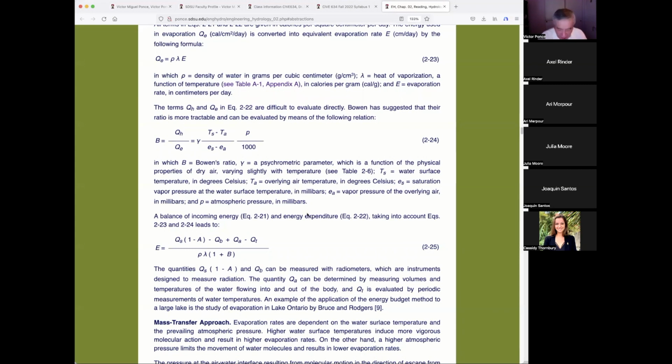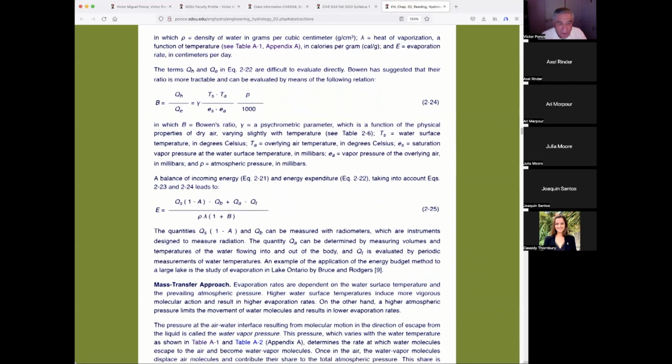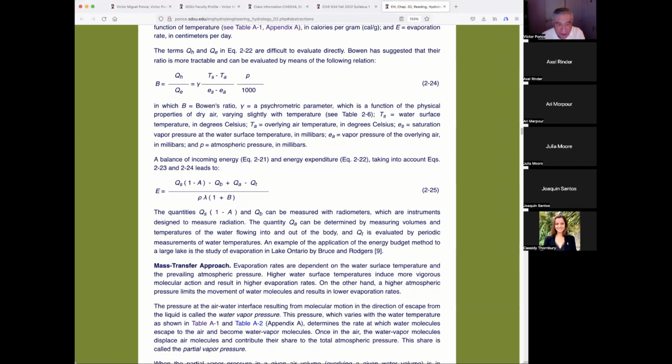Let's keep going on in here. And I do realize some of you are saying, what the heck is this? I never heard it. Well, that's why you're here, to study all this stuff. Now, when we do a balance of the incoming energy, and incoming energy is equation 221, and the energy outgoing, the expenditure of energy, it takes us to equation 225, which is the total and complete equation.